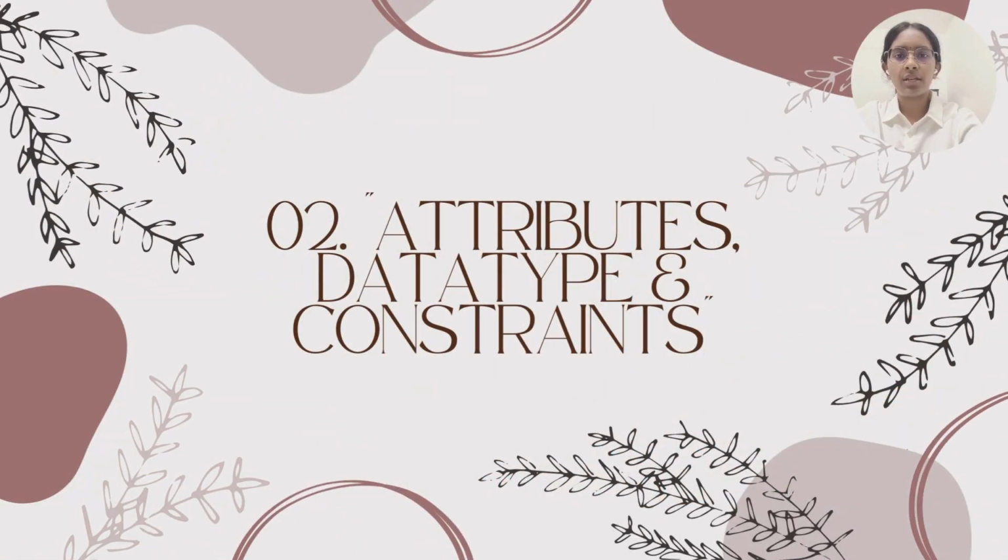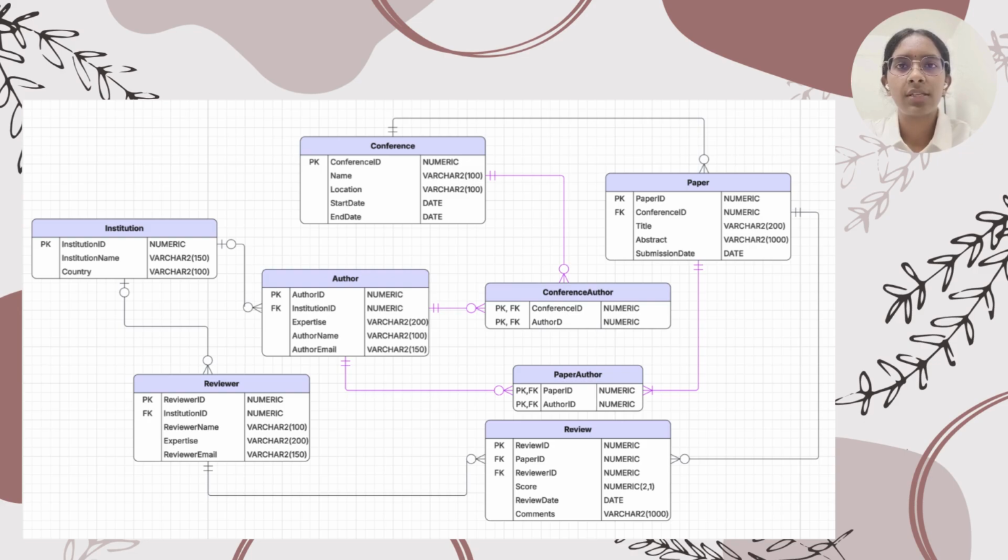For this part, Sherlyn and I will walk us through the heart of our database: the attributes, the data types, and the constraints. Our system is built around 7 core entities to ensure a comprehensive flow from the conference setup to paper review. We have institution, conferences, author, reviewer, and paper review. To maintain data integrity, we carefully selected data types for our attributes. For numeric IDs, all the primary keys such as institution ID, author ID, and paper ID, we use the numeric data type to ensure unique and efficient indexing.